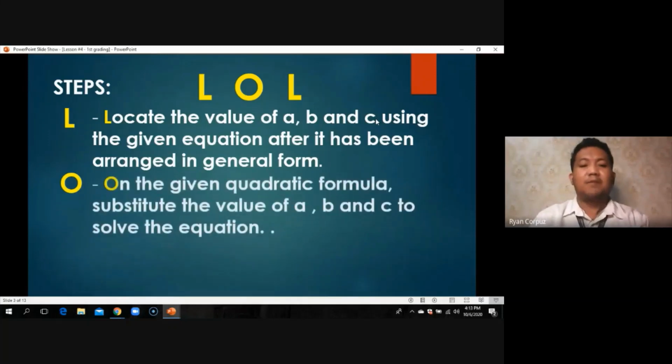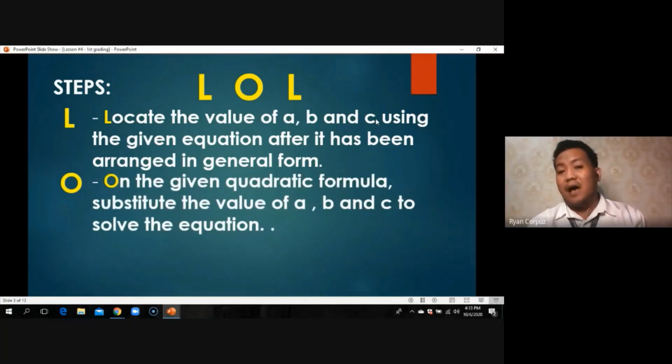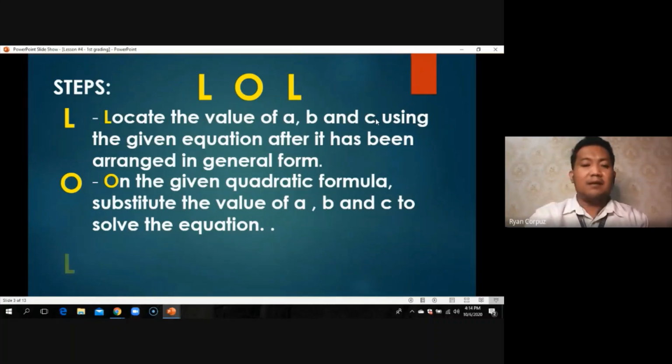Sabi sa second step, on the given quadratic formula, I already gave you the quadratic formula. So what you're going to do is just simply substitute the value of A, B, and C for you to solve the solution to the given equation. So substitute it, then isolate that given formula until you come up with the solution to a given quadratic equation.